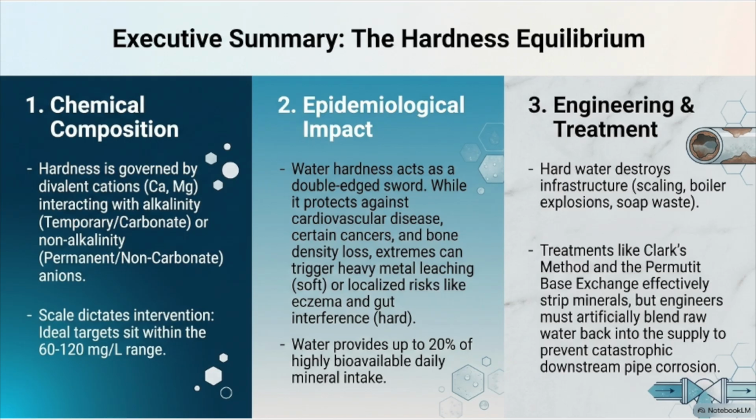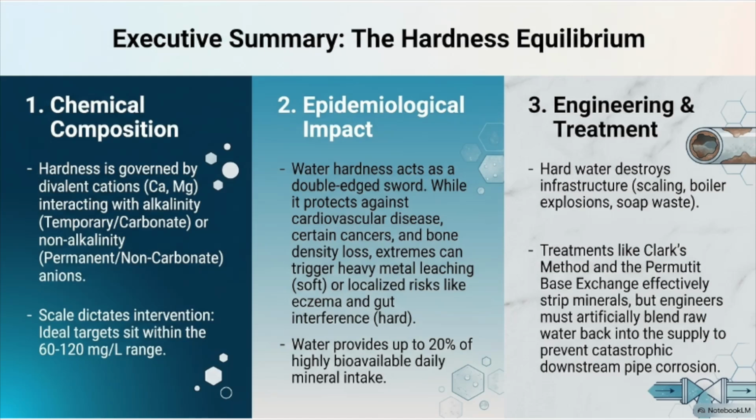To bring everything together, water hardness comes down to three core themes. First, chemical composition, where hardness is governed by divalent cations like calcium and magnesium interacting with either alkalinity, giving temporary or carbonate hardness, or non-alkalinity, giving permanent or non-carbonate hardness, with the ideal target sitting within the 60 to 120 mg per liter range.